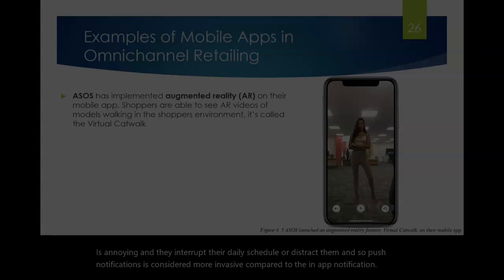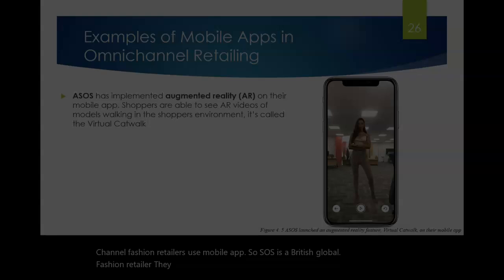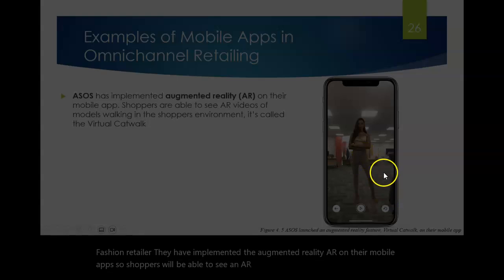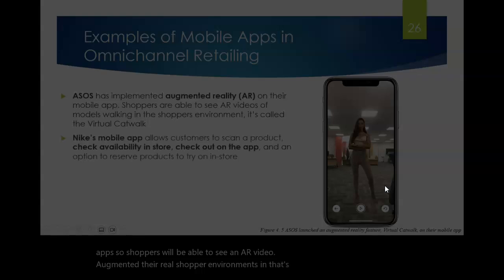And then on these slides, I'm going to provide you some examples of how the omnichannel fashion retailers use mobile apps. So ASOS is a British global fashion retailer. They have implemented augmented reality, AR, on their mobile apps. So shoppers will be able to see an AR video augmenting their real shopping environments, and that's called virtual catwalk.